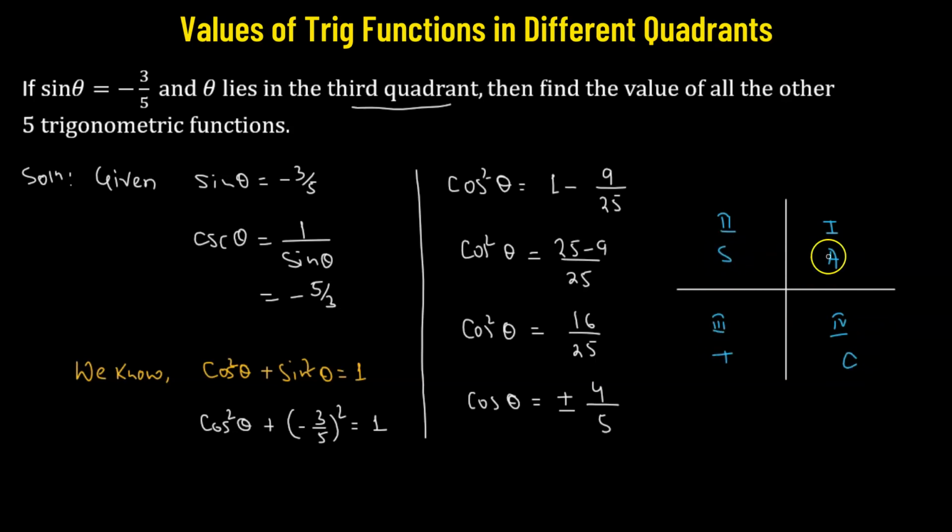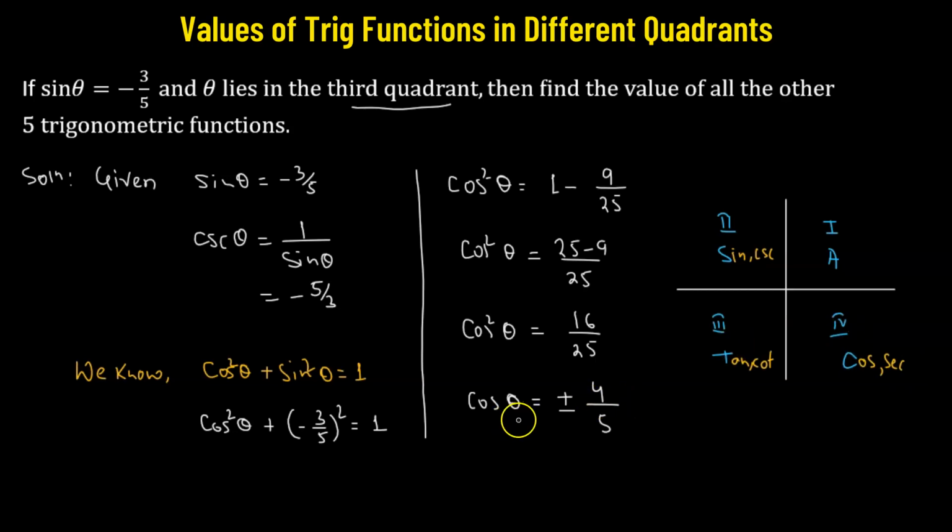The mnemonic to remember this is ASTC. ASTC means in the first quadrant, A means all, so all trig functions are going to be positive. Then in the second quadrant, S represents that sine and cosecant functions are going to be positive and the rest are going to be negative. In the third quadrant, we have a T. T means the tangent or cotangent function. So these two are going to be positive and the rest are going to be negative. And finally, in the fourth quadrant, we have C, which means the cosine or the secant function, they are going to be positive, and everything else is going to be negative.